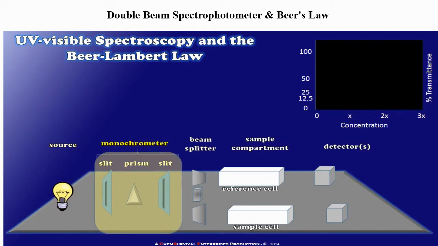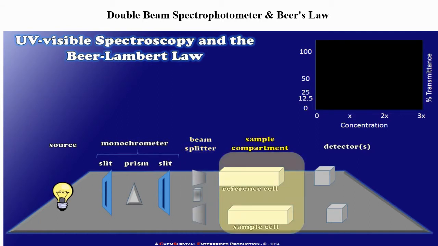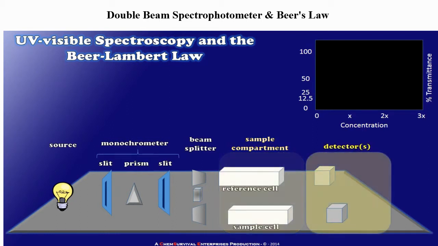The next device in line is what's known as a monochromator, which is two slits separated by a prism or a diffraction grating. The next element is a beam splitter, which divides a beam of light into two equal parallel beams of light. Next is the sample compartment, which contains cells for both a reference and a sample. And finally, detectors, which are devices that convert the impact of photons into electrical current that can be monitored by a computer.